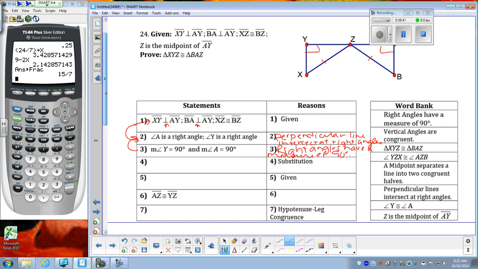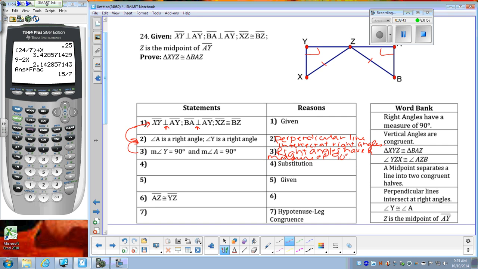The next thing, it says substitution. Well, since I know that angle Y was 90 degrees and angle A was 90 degrees, then I know that angle Y is congruent to angle A.